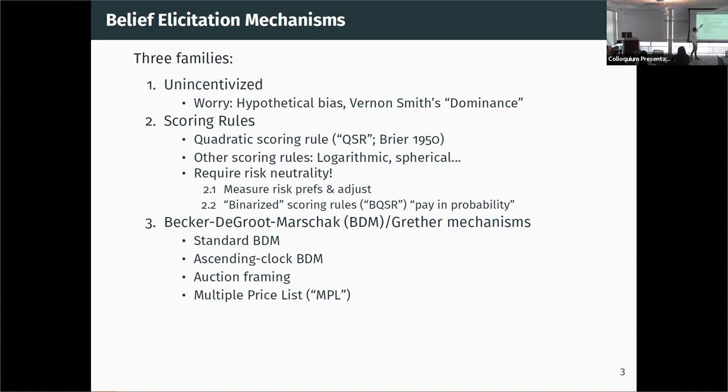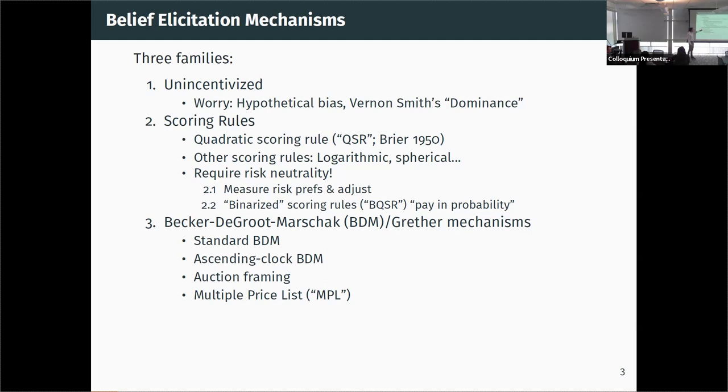The other family of mechanisms relates to the BDM, Becker-DeGroot-Marschak mechanism, which you may have seen for value elicitation. We can use that here to elicit beliefs instead of values. There are lots of different ways you can present a BDM mechanism. You can present it in a standard way, as an ascending clock auction, or as a multiple price list or multiple choice list. I'm going to focus on this last one for reasons I'll describe in just a minute.